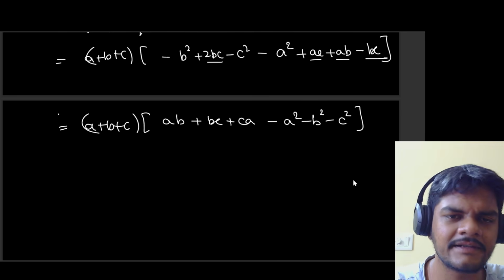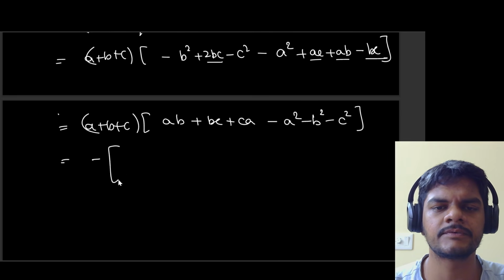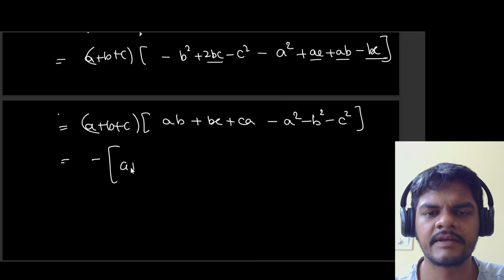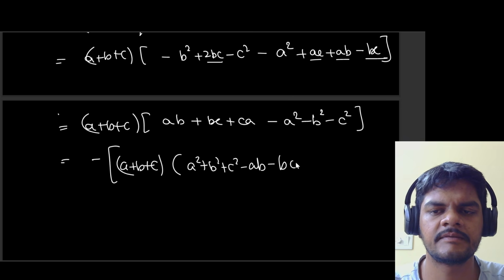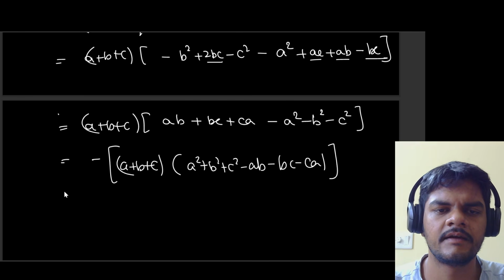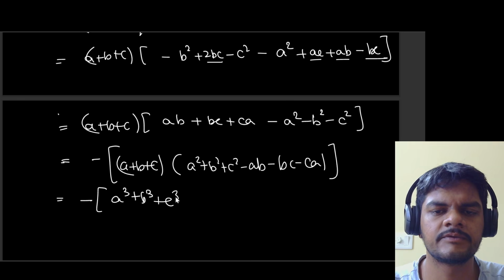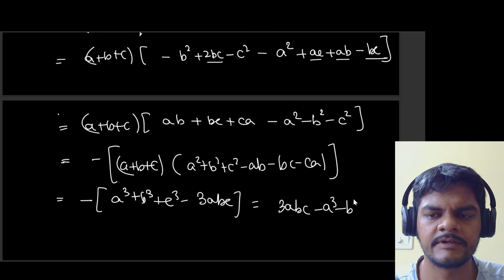So if you recognize it, this is a very famous identity which gives you minus of, I think there is a negative, minus of a plus b plus c into a square plus b square plus c square minus ab minus bc minus ca, is equal to minus of a cube plus b cube plus c cube minus 3abc. So overall, this is simply 3abc minus a cube minus b cube minus c cube.